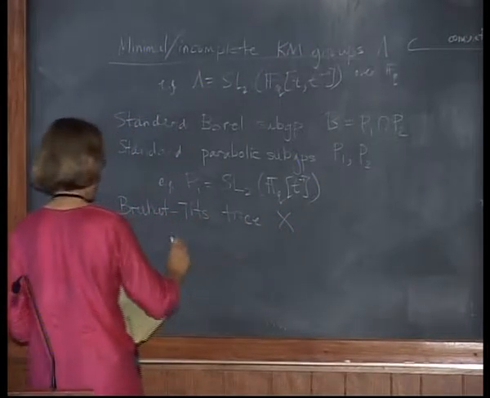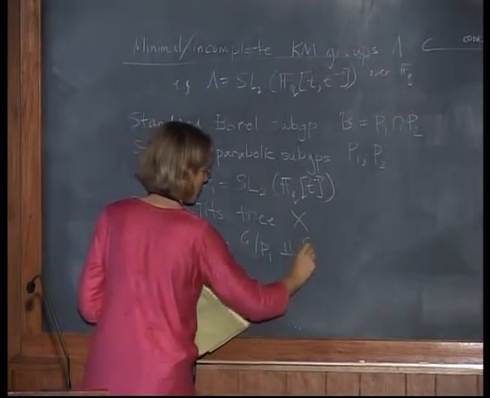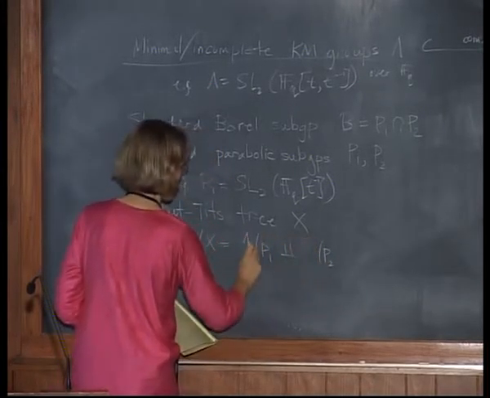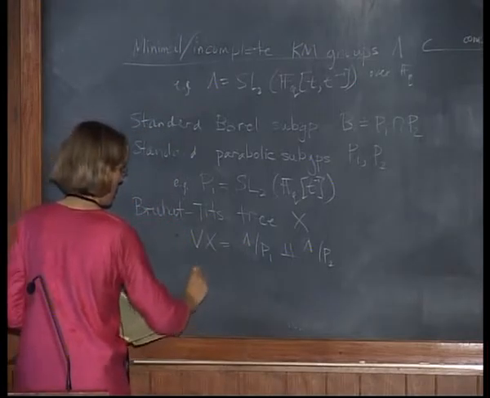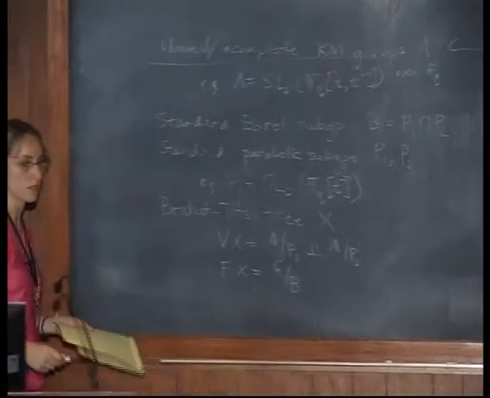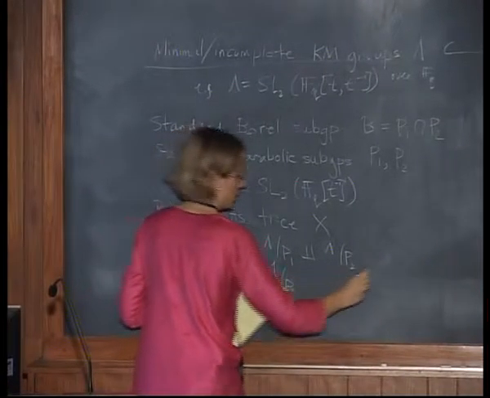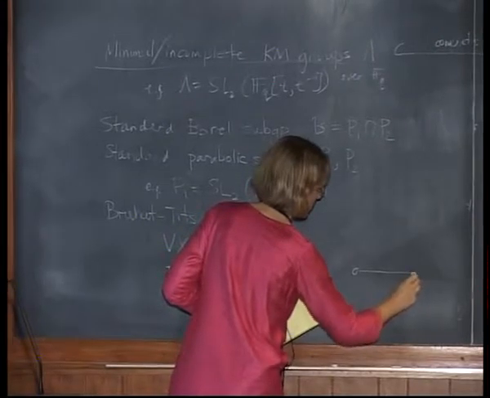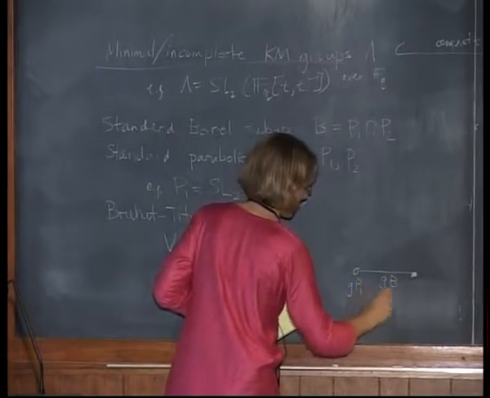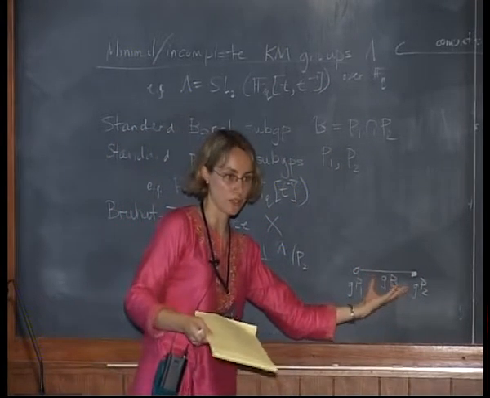Call the tree X. Its vertices have one of two types. They're the cosets of P1 in lambda and the cosets of P2 in lambda. And then the edges are the cosets of B in lambda. And the way these are glued together is just the natural way by cosets. So you can glue edges to vertices like this.